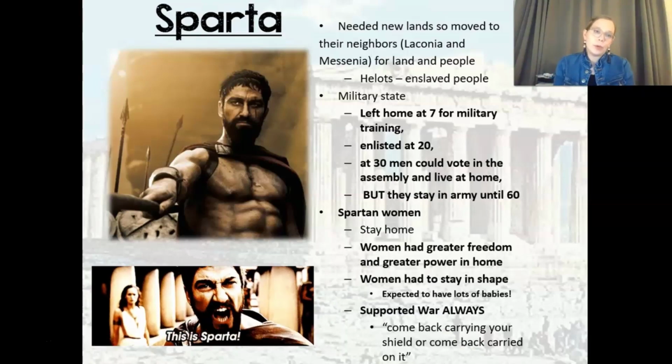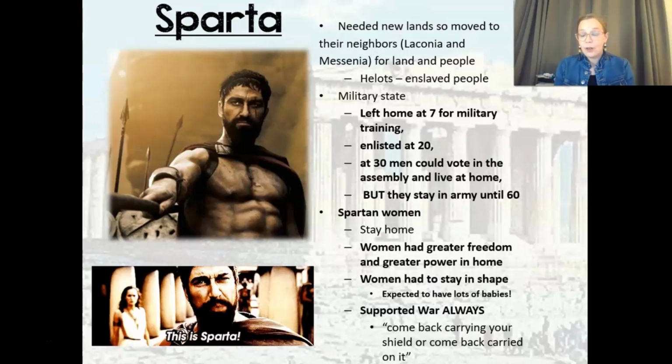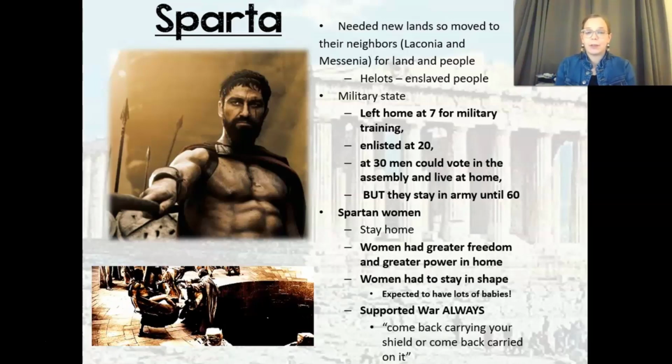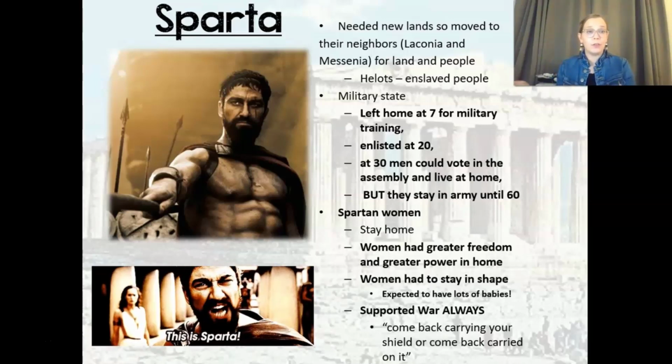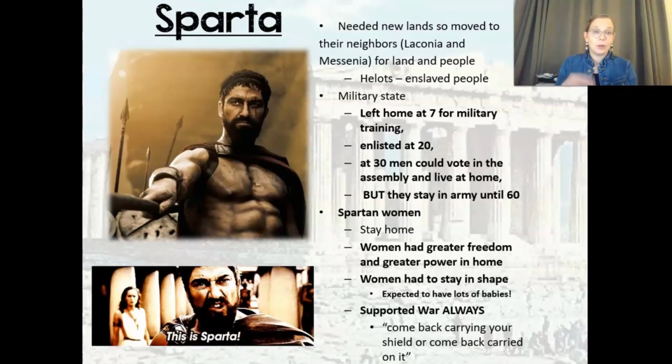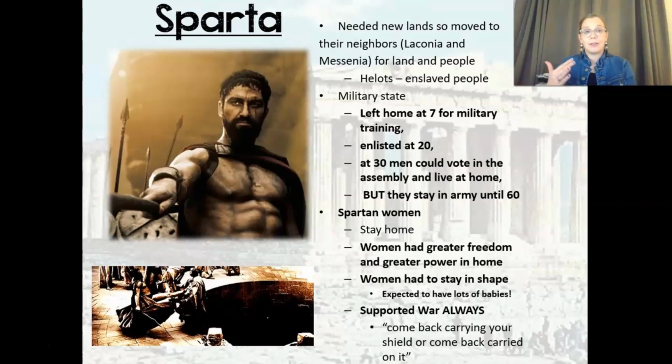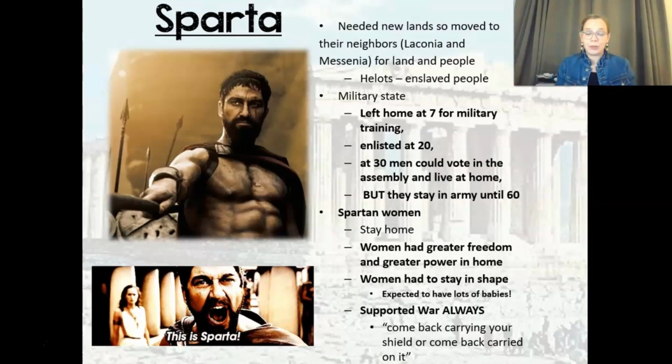If a baby was born and was seen as weak or in some way disabled, they did not live very long in Sparta. Women stayed home while men went off to war, but they had a lot more freedom than women in other city-states, in the sense that the men were off at war most of the time. So women were kind of in charge back at home, and they had a lot more ability to go out and about and do what they wanted.